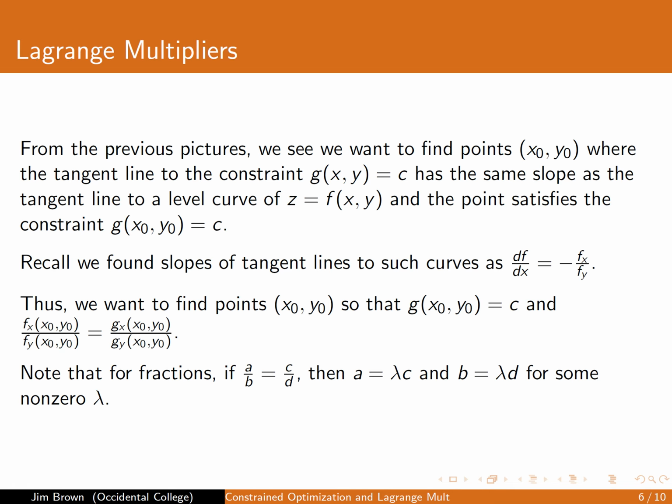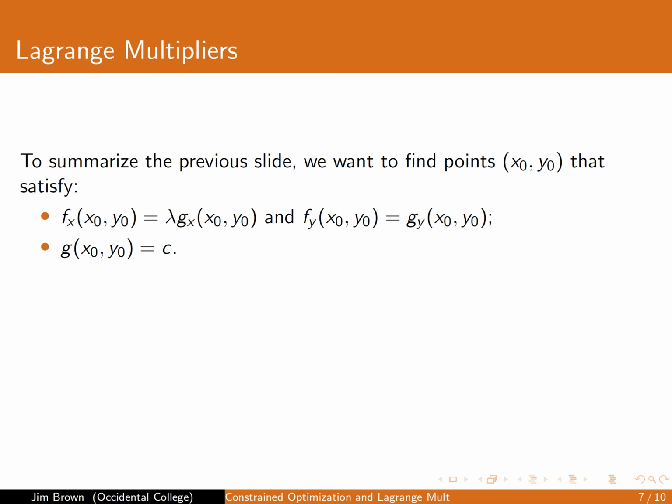So one thing to note here is that just in general, if I have two fractions being equal, those are equal if and only if the a is equal to some multiple of c and b is equal to the same multiple of d. So just think of like 1/2 is equal to 2/4 because I can scale the top and the bottom by 2. But if the scaling isn't the same, then they're not going to be equal. So when I take this basic fact about fractions and apply it up here to these equations with the partial derivatives, we get the following.